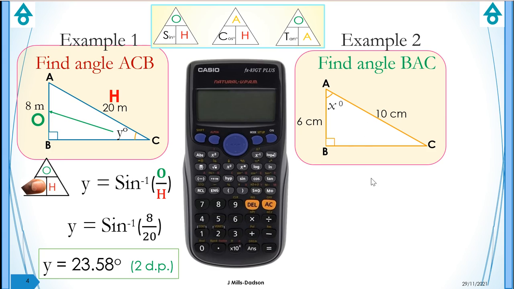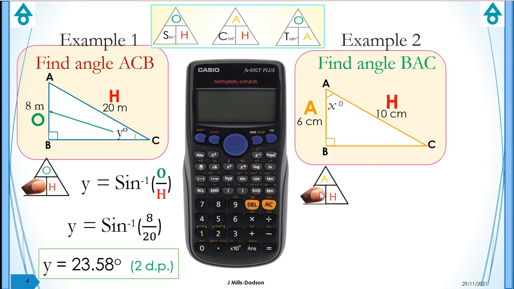Let's look at example 2. We start by labeling adjacent this side, hypotenuse this side. That's the opposite, but we don't need it. So here we check and see. We're going to use cosine because A and H is in cosine. We are looking for the angle, so we cover cosine.